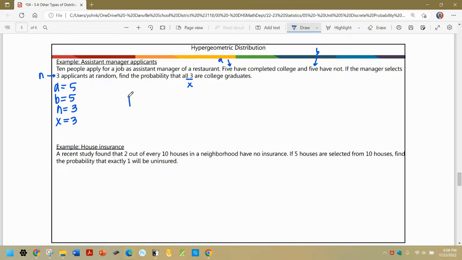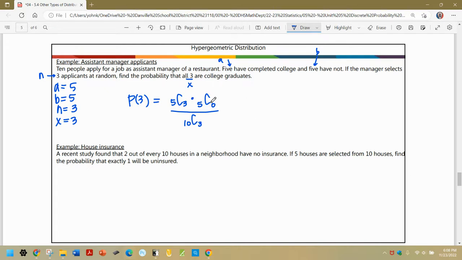All right, so we're finding the probability that all 3 are college graduates. So out of the 5 that completed college, we're going to choose 3 of them. And then out of the 5 that have not completed college, we're going to choose 0 of them. We are choosing from 10 total people, we are choosing 3.